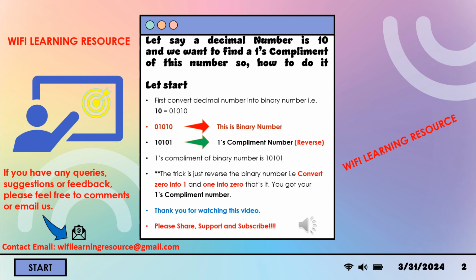complement. The short trick is just reverse the binary number, that is 0 का 1 करना है and 1 को 0 करना है. That's it. After you convert all binary digits into reverse, you get the ones complement of the binary number. I hope you like this video and you understand the concept.